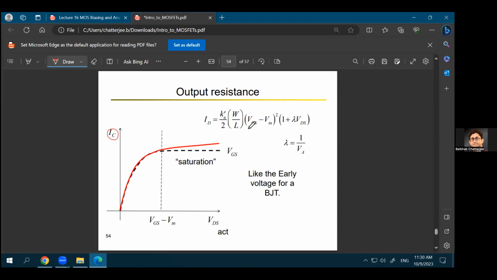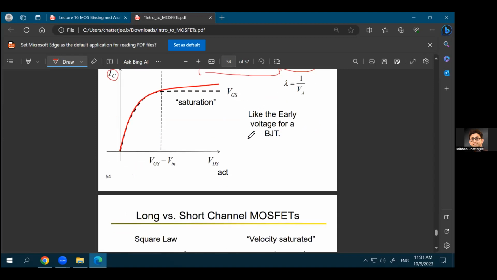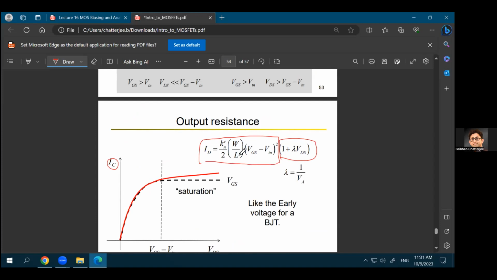But you'll see that there is a non-ideal scenario as well, where the MOSFET equation, instead of just the square law which we had studied earlier, also has this 1 plus lambda VDS term. Lambda is called the channel length modulation parameter and VDS is the drain to source voltage. So there is a small dependence of ID on VDS, and that comes in because the channel length, the L in W over L, is actually a function of the drain to source voltage as well.